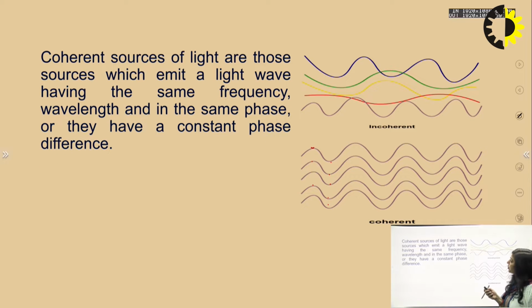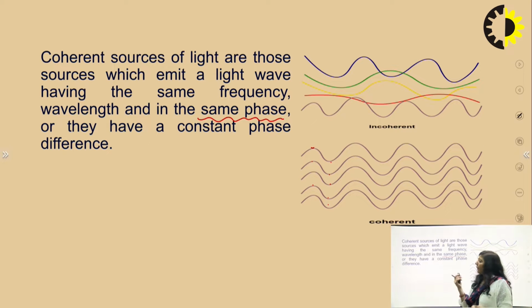So coherent sources of light are those sources which emit light waves having the same frequency or wavelength and in the same phase. This is the most important characteristic of coherent light, that the phase difference between the light rays will be zero. In addition to that, you have to see this particular point very carefully. If you have two independent sources, suppose you have two sodium lamps, it means you have two similar types of sources. So if you have similar types of sources, then you will get a similar wavelength from those sources, means the light will be monochromatic.